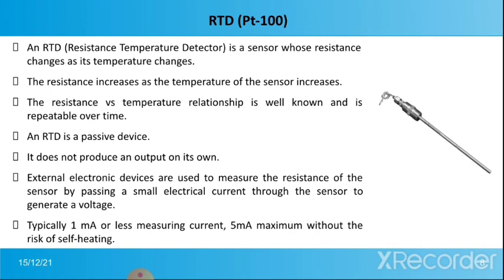External electronic devices are used to measure the resistance of the sensor by passing a small electrical current through the sensor to generate a voltage. Typically 1 milliampere or less, with a measuring current of 5 milliampere maximum without the risk of self-heating.